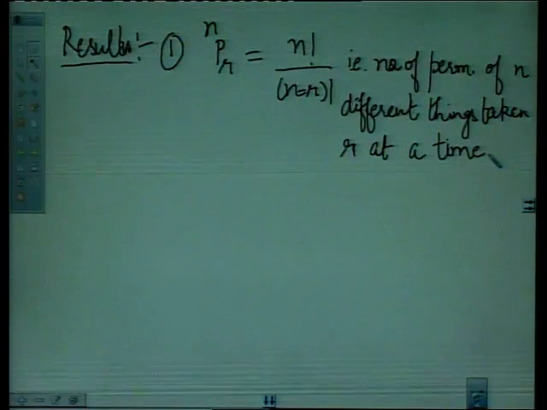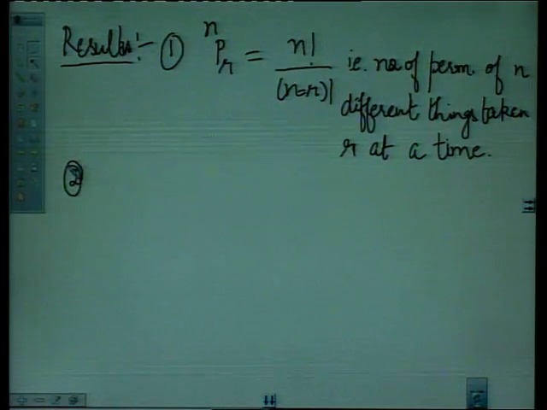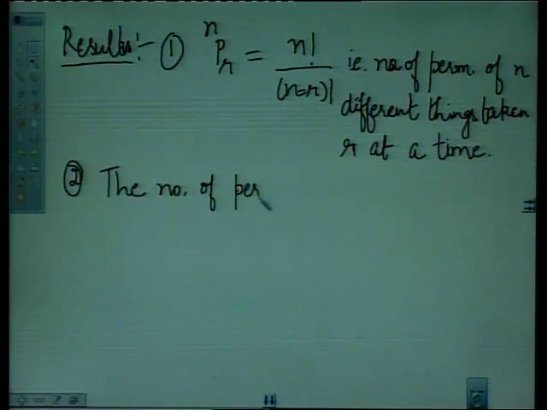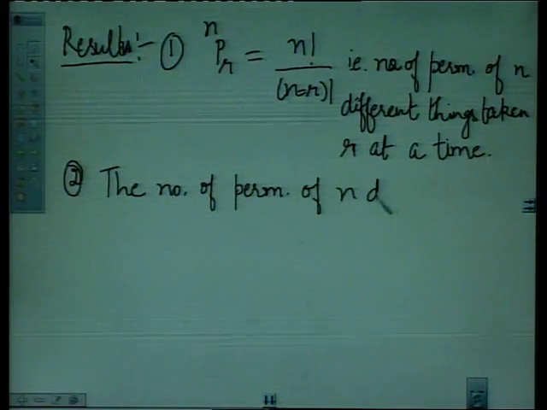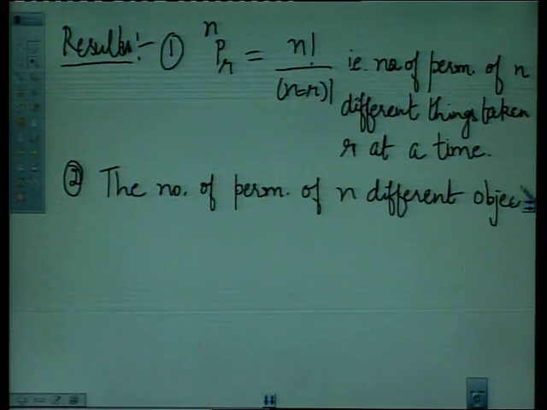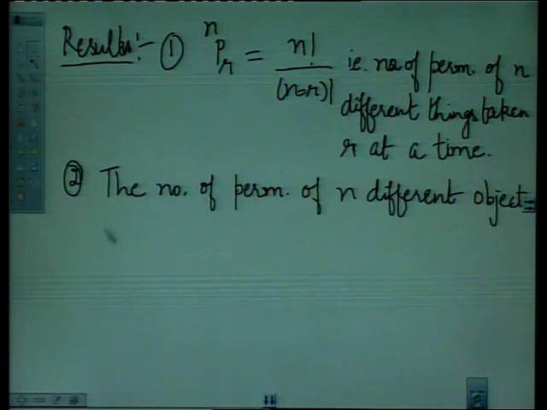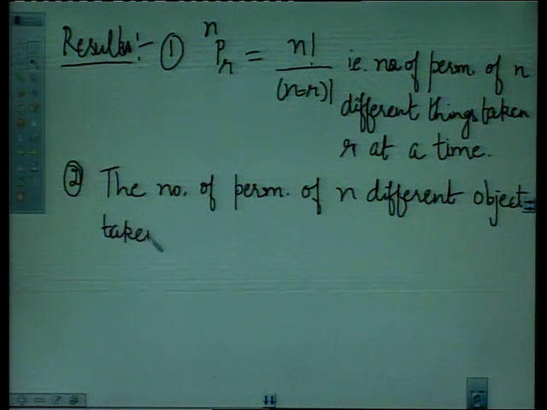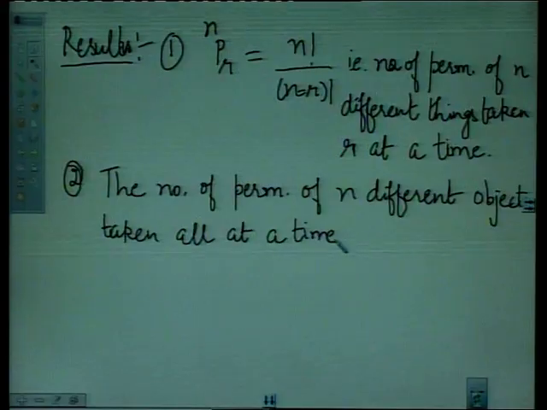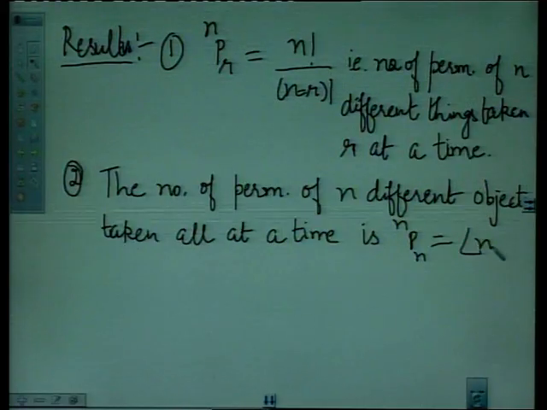Second result: the number of permutations of n different objects taken all at a time is nPn, and the value of nPn is n factorial. This is our second result when we take all the objects.